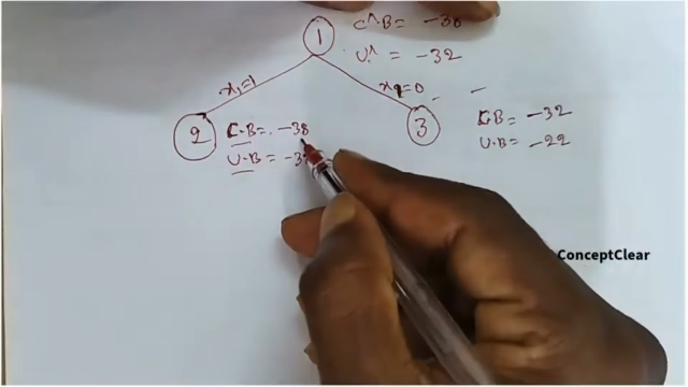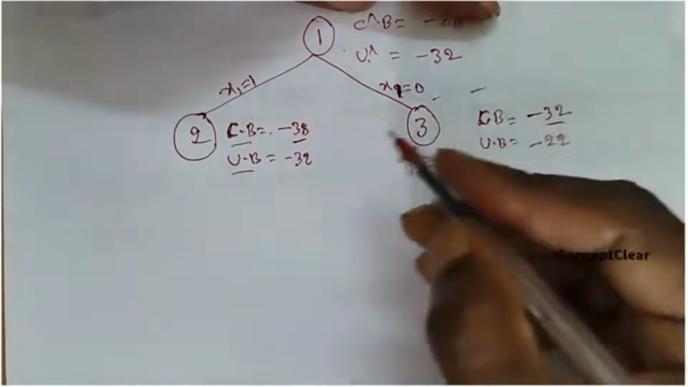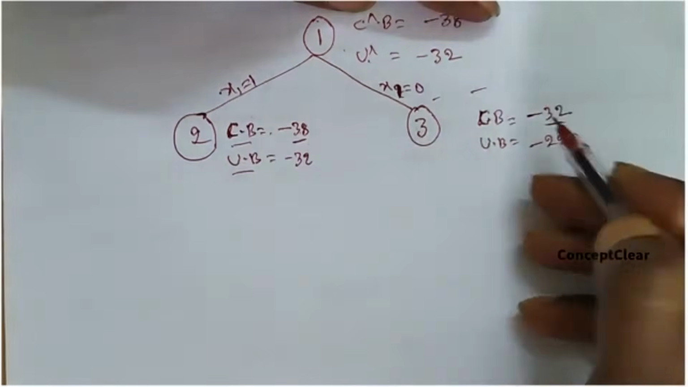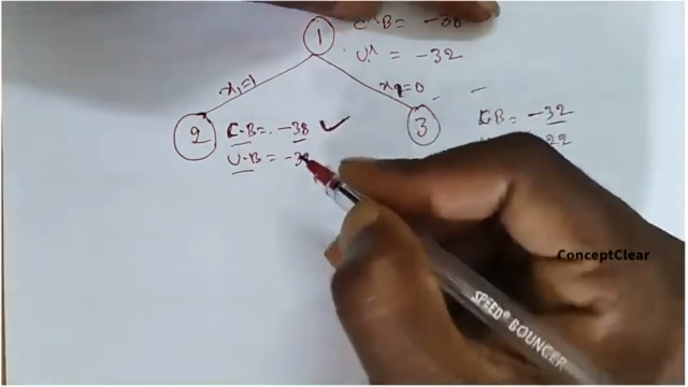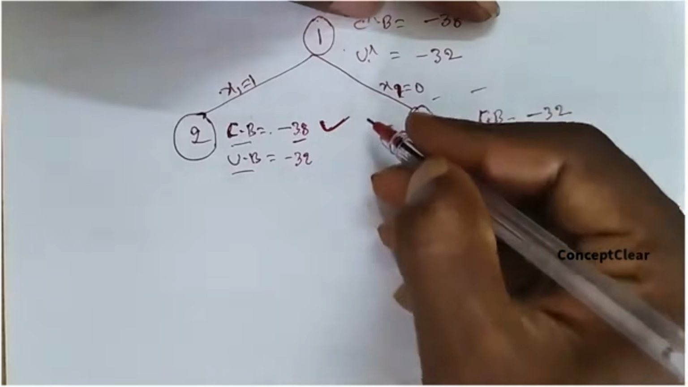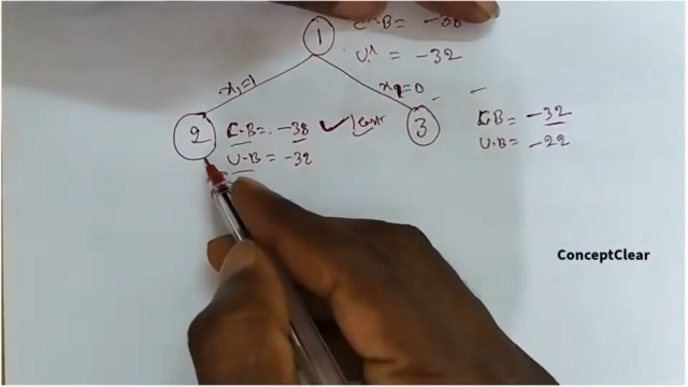Here node 2 contains minus 38, node 3 contains minus 32. Which one is the least value here? By comparing minus 38 and minus 32, minus 38 is the least value. So we have to extend this one. If you are extending this one, what do we get?